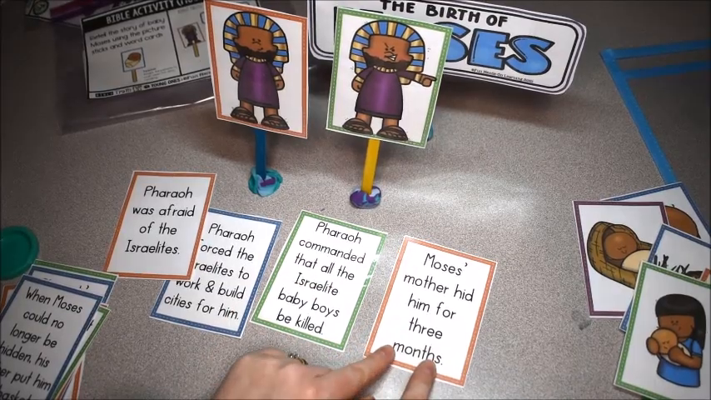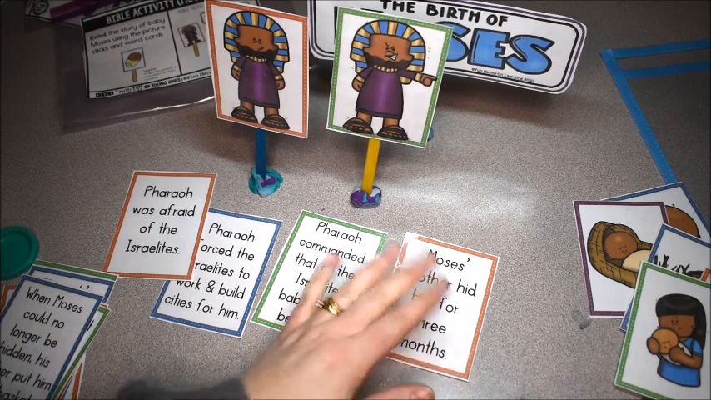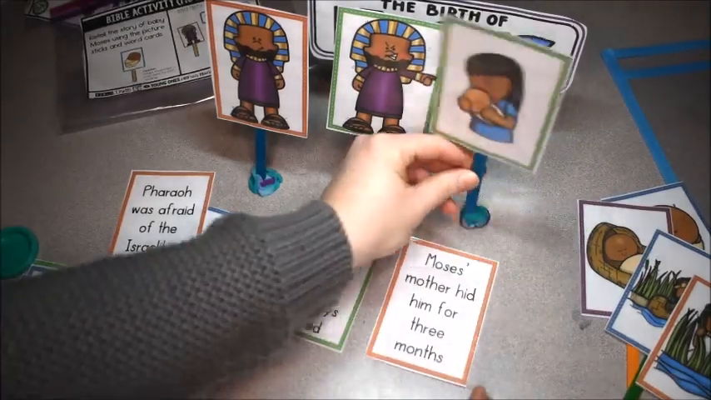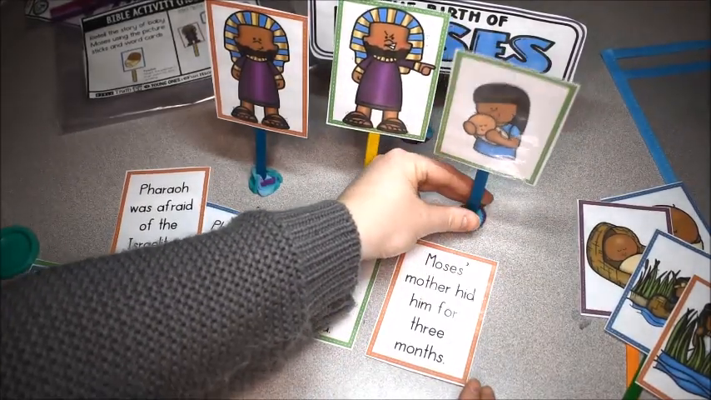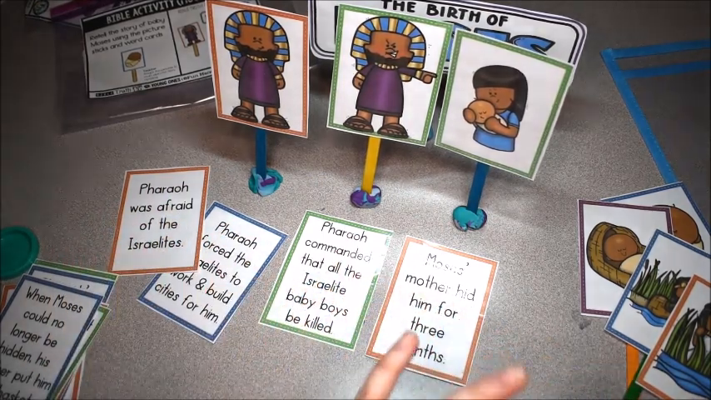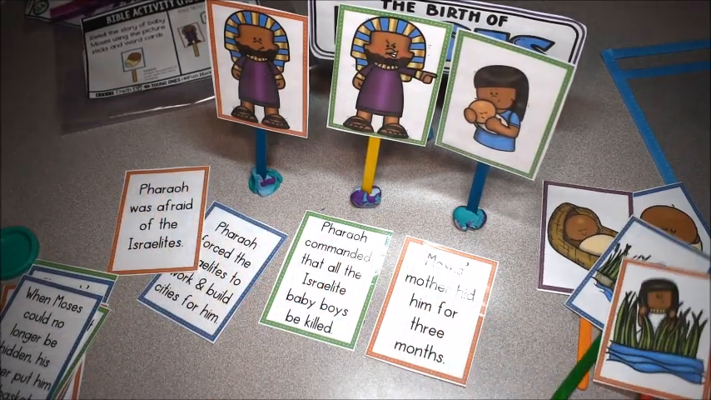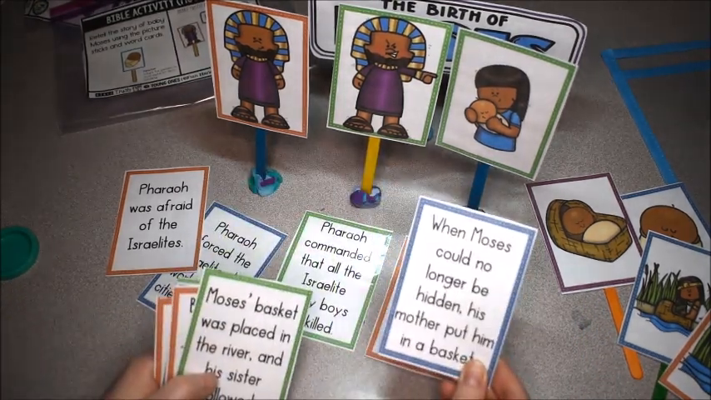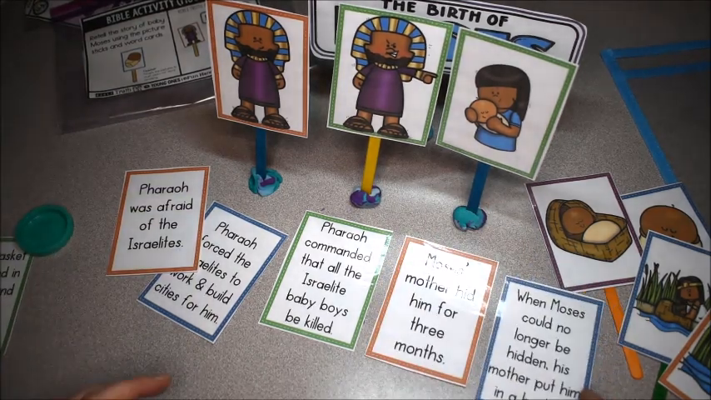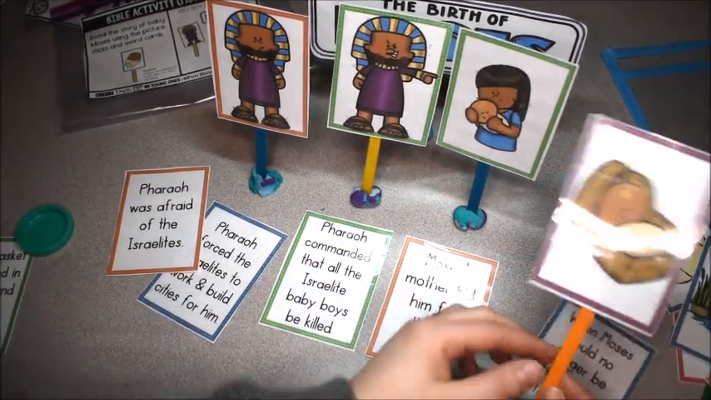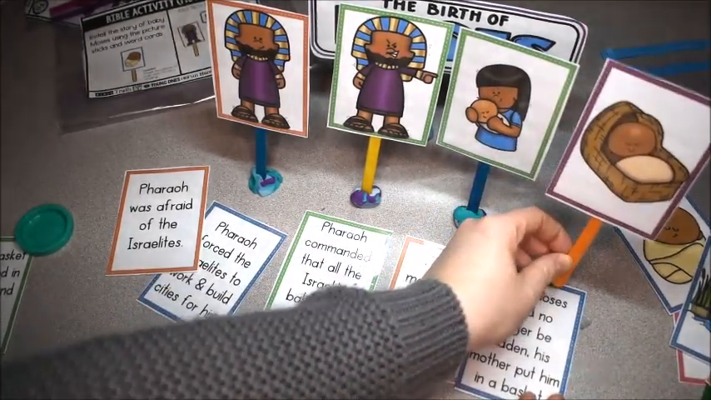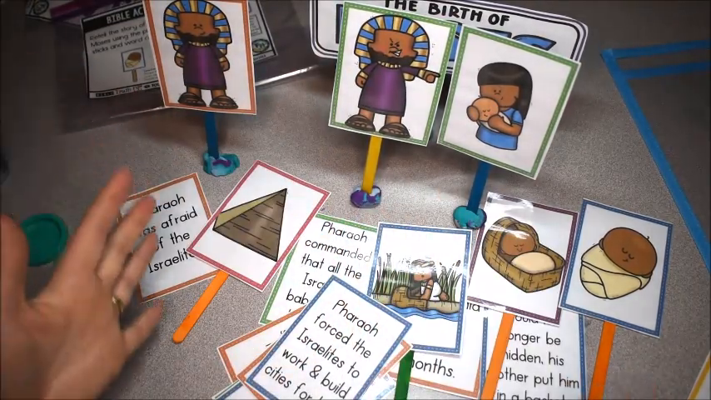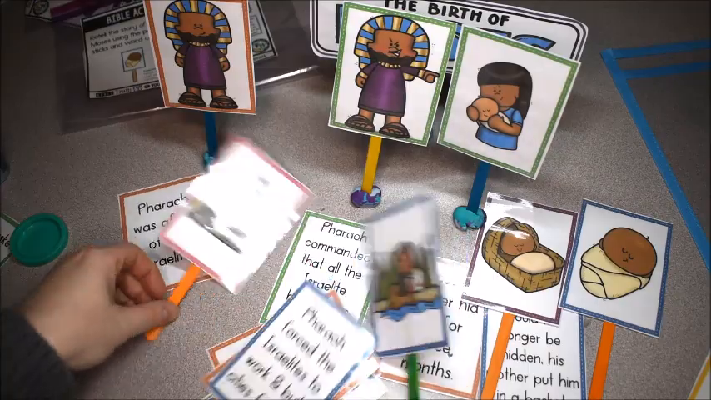Okay, the next thing that happened in the story is Moses' mother hid him for 3 months. So I put that card down, and then I'm going to find the picture card that kind of goes with it and place it in the Play-Doh. So once the kids are done, they're going to have their whole story laid out in order, and they're going to have all the cards in order as well. Okay, so the next one would be when Moses could no longer be hidden, his mother put him in a basket. So there is a picture card here that would go with that. Okay, and again, they would just put it in their Play-Doh. That way they could have them all standing up. So they would put them in order. They would have the cards laid out, and it would tell the entire story of Moses' birth.